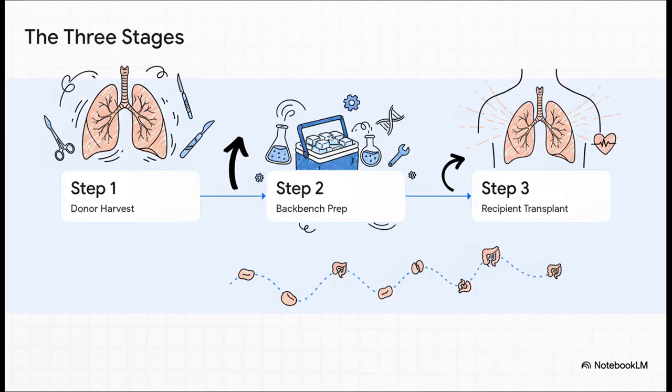This slide really lays out the journey perfectly. First step, you have the donor harvest. Then you move on to the backbench prep. And finally, the main event, the recipient transplant. If you can just visualize the journey of the lung itself through these three steps, you've pretty much won half the battle in coding it right.